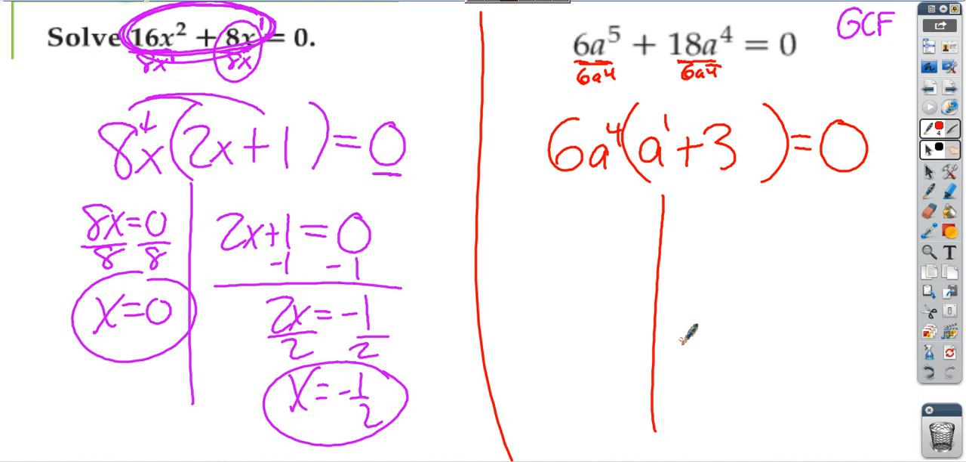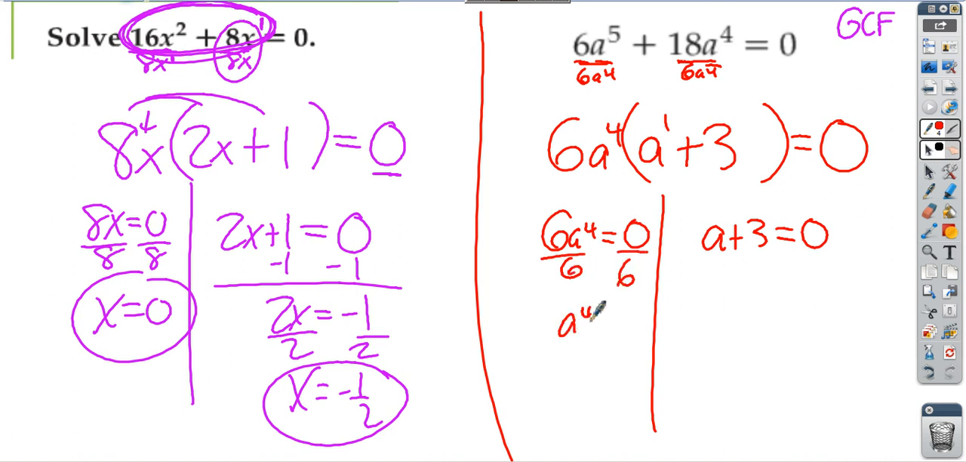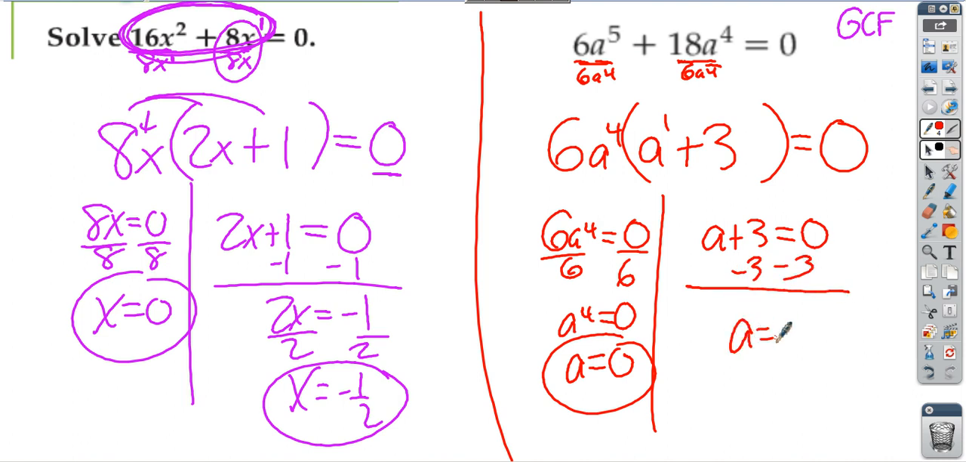And now again, there's 2 ways that this could equal 0. That's one way it could equal 0. Here's the other way it could equal 0. You divide this by 6, a to the 4th equals 0. The only number to the 4th power that equals 0 is 0 itself. So there's one solution. Over here we would subtract 3 from both sides, and there's our second solution: a equals negative 3.